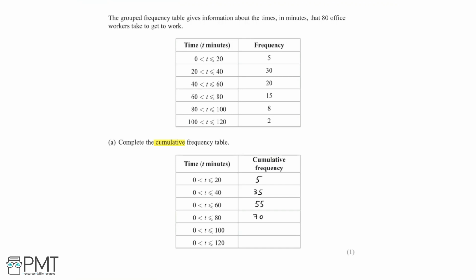Between 0 and 100, we'll add the next number, so we'll have 70 plus 8, which is equal to 78. And finally, between 0 and 120 minutes, our cumulative frequency will be 78 plus 2, which is equal to 80. Now, since our final cumulative frequency value is equal to 80, we can be pretty confident that we've gotten the correct answer, because the final cumulative frequency should always be equal to the total frequency, and we know that the total frequency is 80 because the table above gives information about the times that 80 office workers take to get to work.